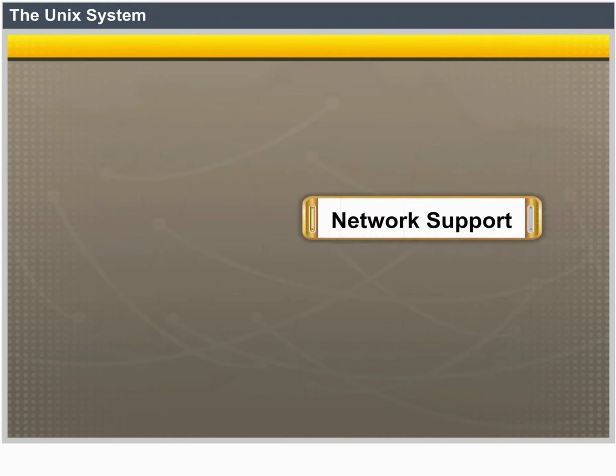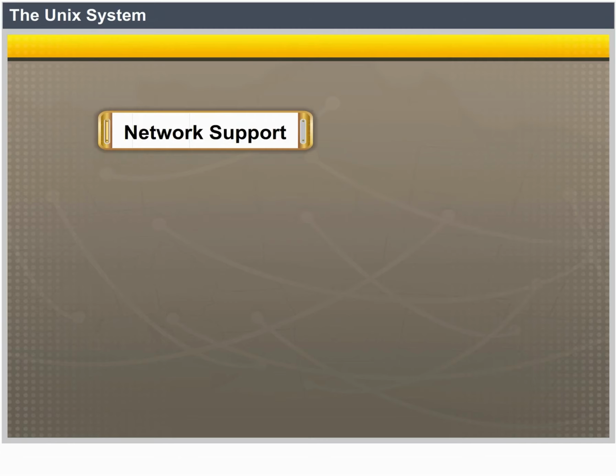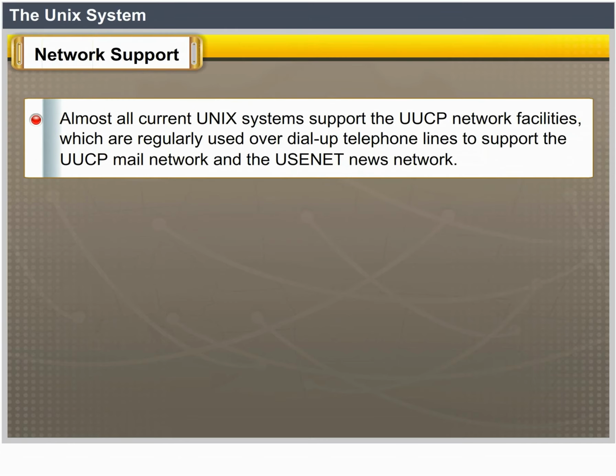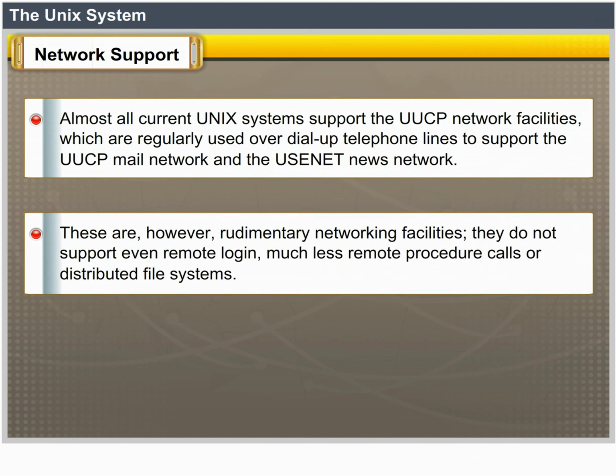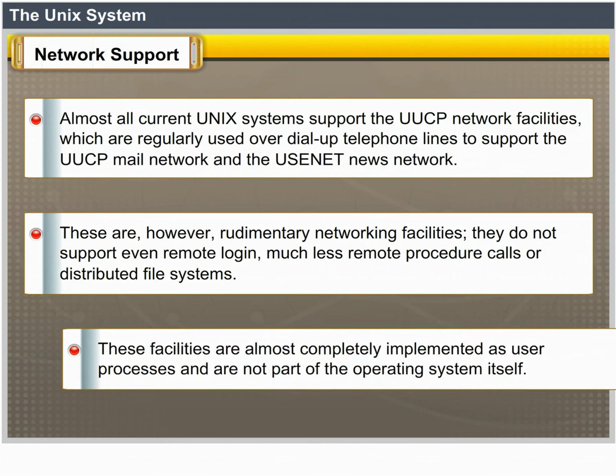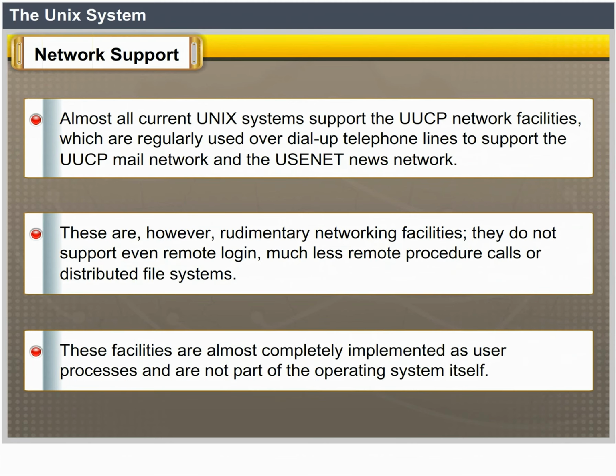Network support. Almost all current Unix systems support the UUCP network facilities, which are mostly used over dial-up telephone lines to support the UUCP mail network and the Usenet news network. These are, however, rudimentary networking facilities. They do not support even remote login, much less remote procedure calls or distributed file systems. These facilities are almost completely implemented as user processes and are not part of the operating system itself.